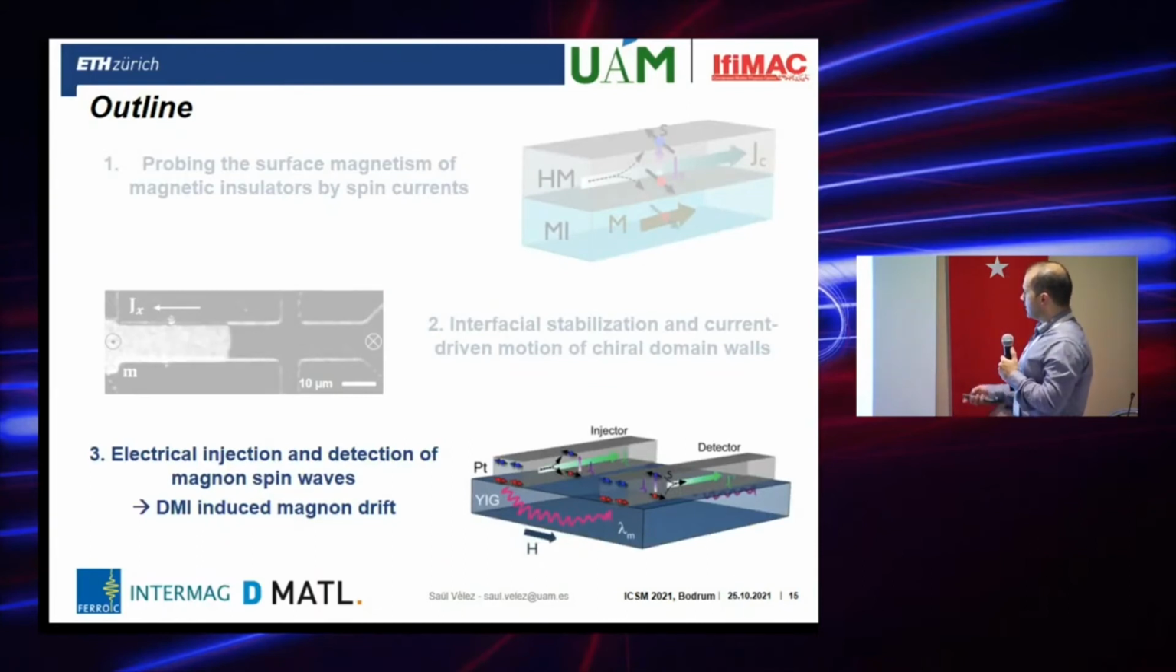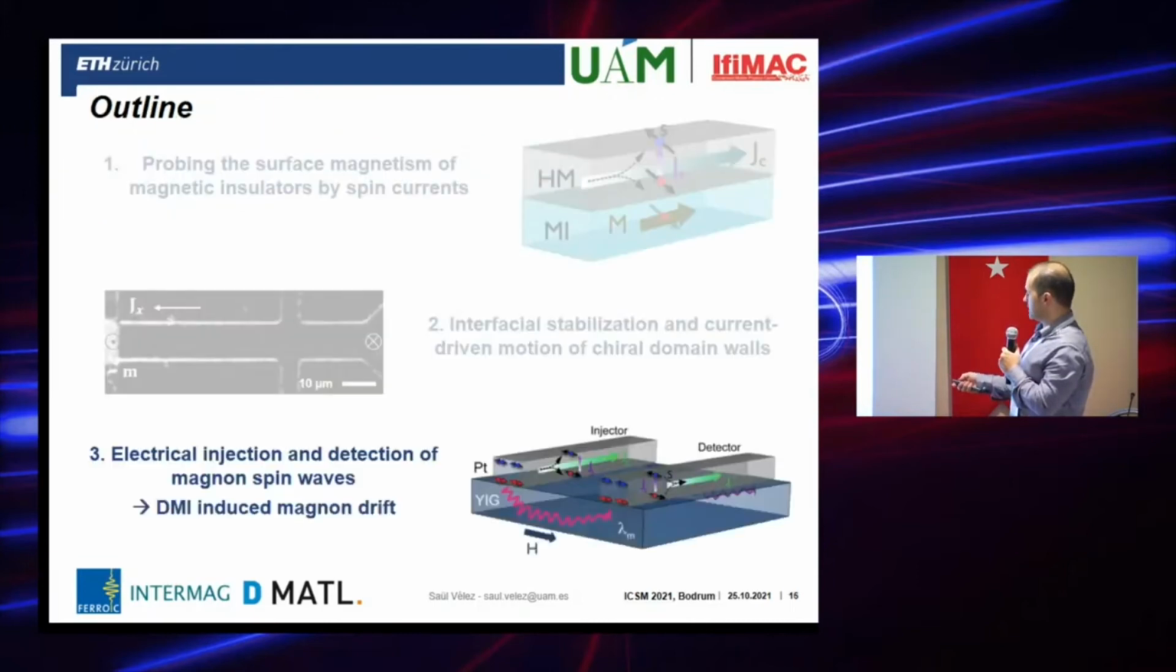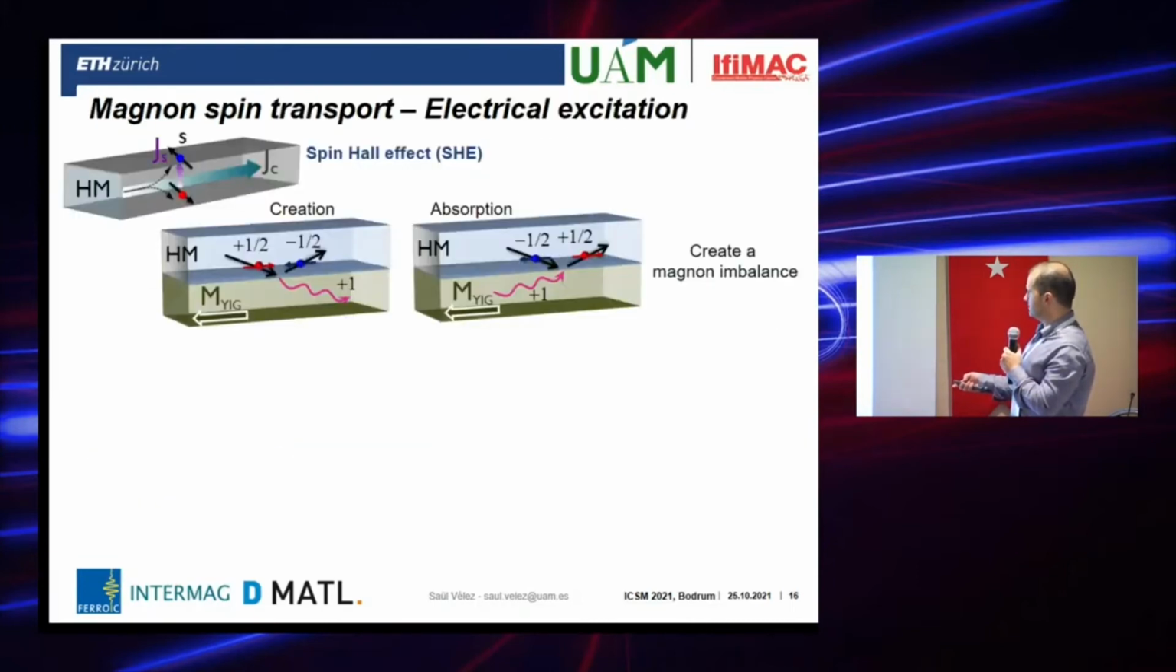So with this, I would like to talk about another topic for a few minutes if I have time. Maybe 2 minutes. Essentially, when we apply current in a heavy metal, we generate spin currents, and with the spin currents, we can generate magnons. Now, if the magnetization is parallel to the spins, and provided that we have some thermal fluctuations, we can also excite magnons or annihilate magnons.